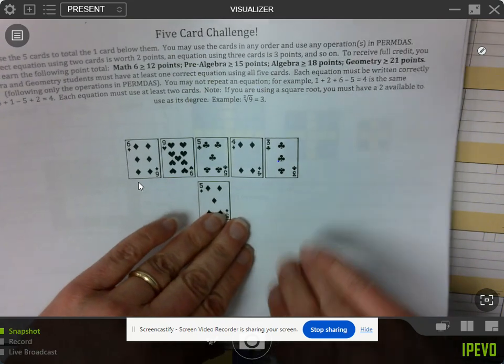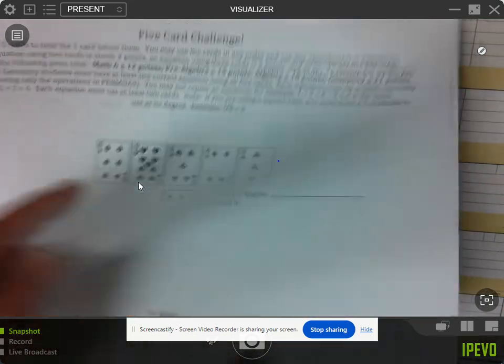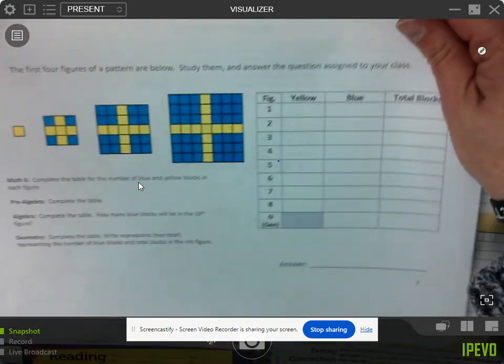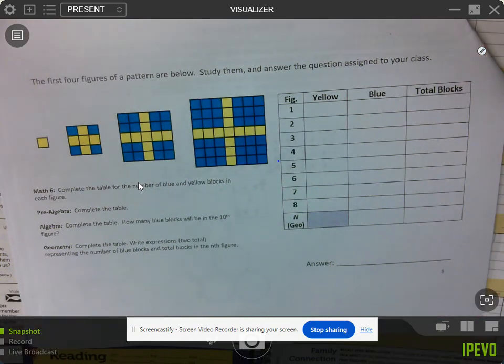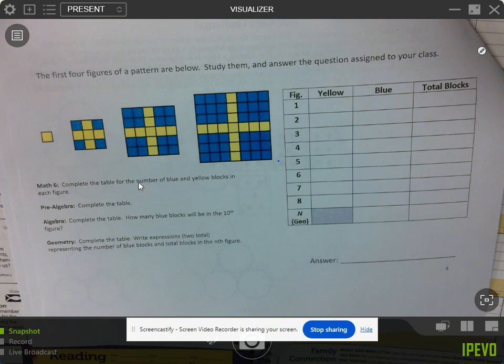Our next page is it the pattern page? Yep. Next page is our pattern page. You need to complete that whole table. Let's complete what we've got for our first 4. How many yellows are in our first figure? How many blues? How many total?